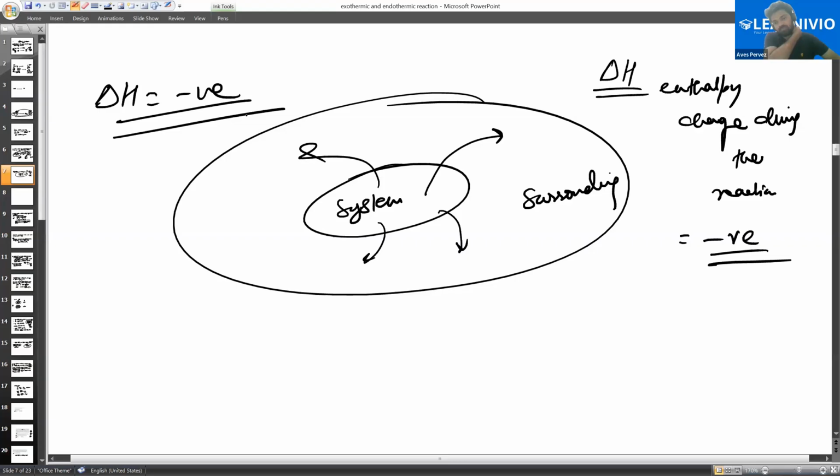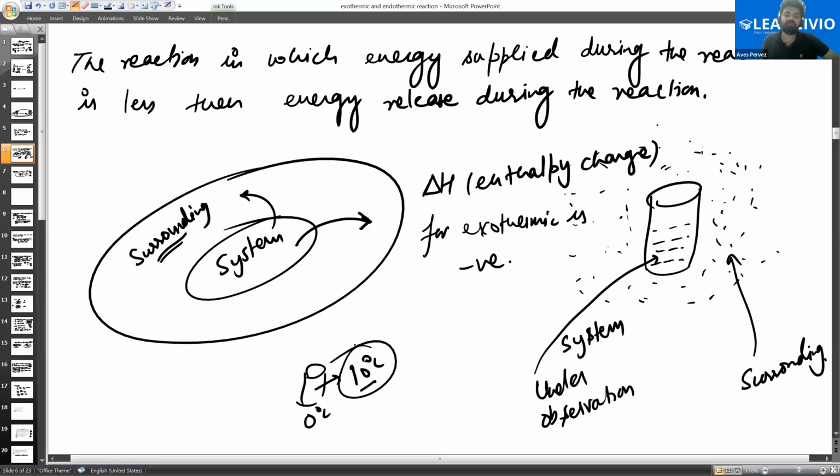Got it? Yes or no? Yes, sir. So please note it down, and the energy changes. Then you will feel that the surrounding gets hot. Enthalpy change for exothermic is negative delta H. System is anything that is under observation.